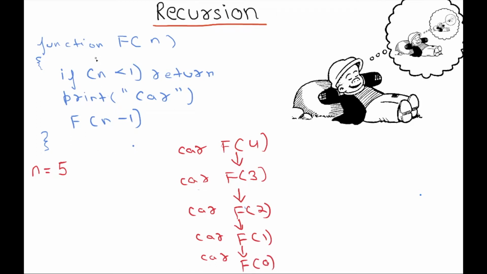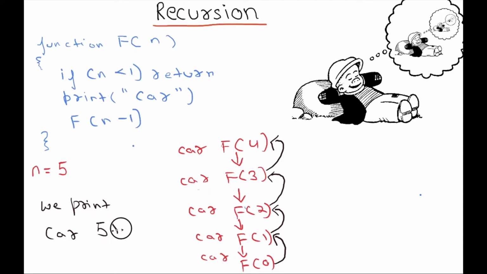Now 0 is less than 1, so f0 returns to where it was called from. So f0 returns to f1, and now below f1 there is nothing, so f1 returns to f2, and f2 returns to f3, and f3 returns to f4. That's how we print car 5 times.